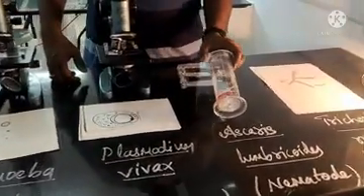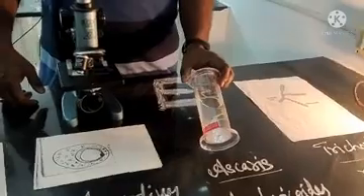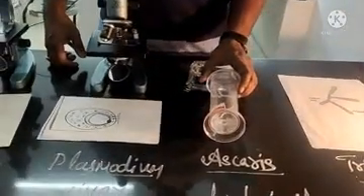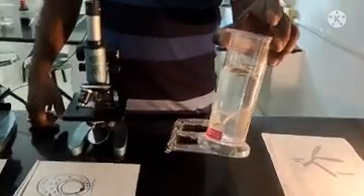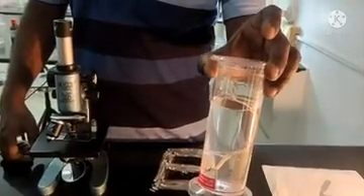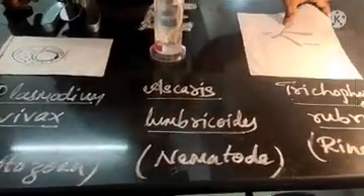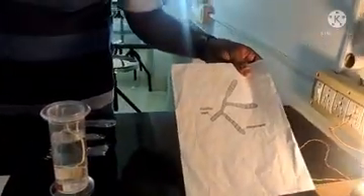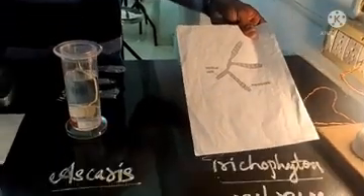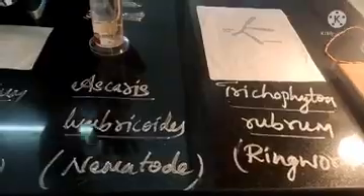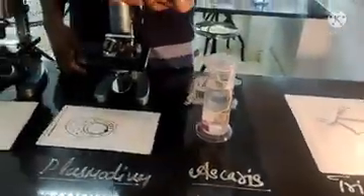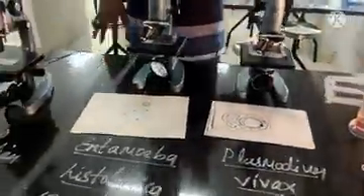Then Ascaris, it is an endoparasite of man. It causes the disease Ascariasis. This is the preserved specimen, Ascaris lumbricoides. Then Trichophyton rubrum, photograph, it is a fungus. It causes a disease called ringworm. So, four pathogens and the diseases they cause.